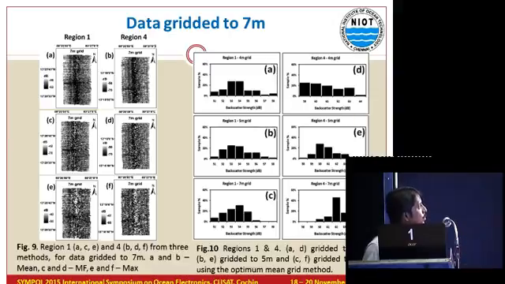From the histogram also, A and B are 4 meter, D and E are for 5 meter, and C and F for 7 meter. Seeing the first two, the pattern is somewhat similar, but for 7 meter we can see a loss of range of values. It shows the loss of information in that data.